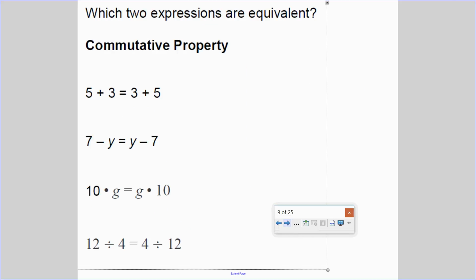So our next part of the day's lesson is you're going to be given two expressions. Are they equivalent or not? So let's see. Is 5 plus 3 the same as saying 3 plus 5? Yes, they both add up to 8. So this is yes.